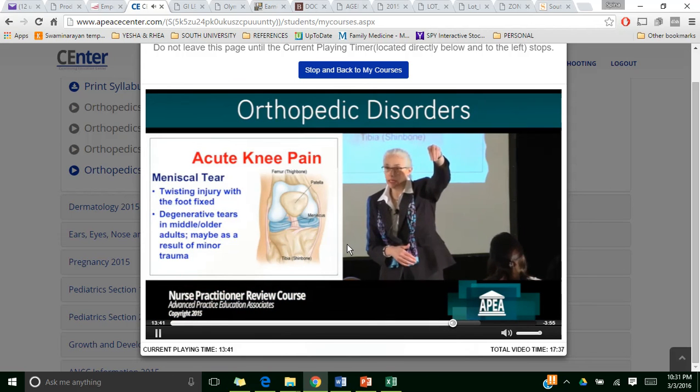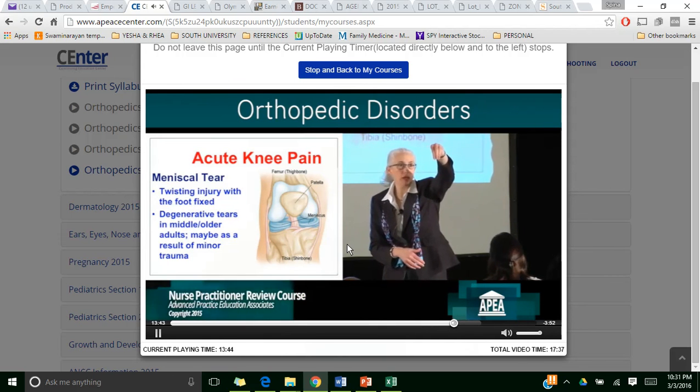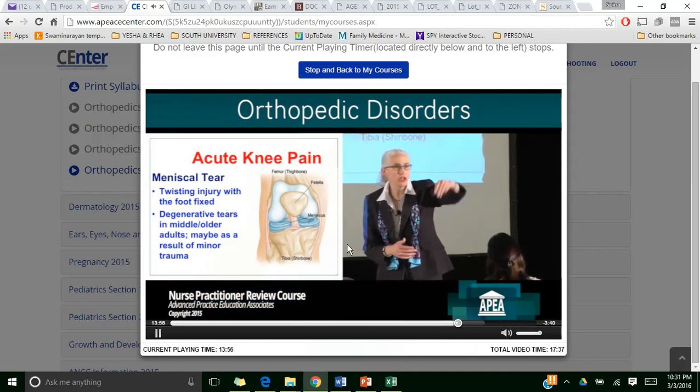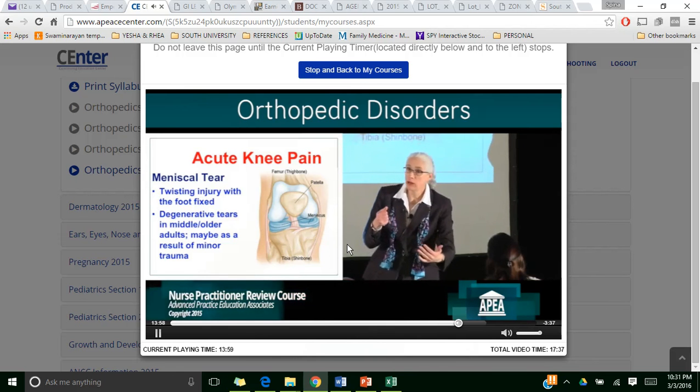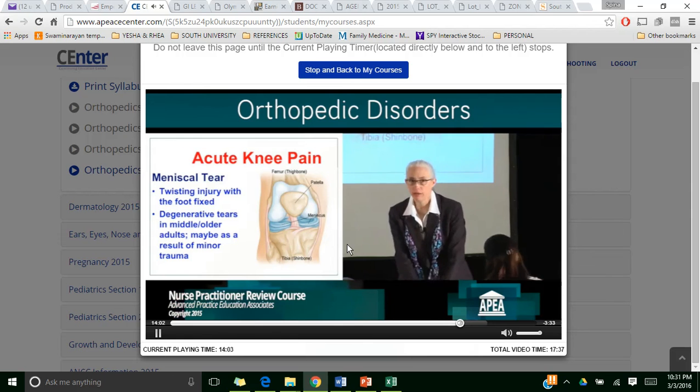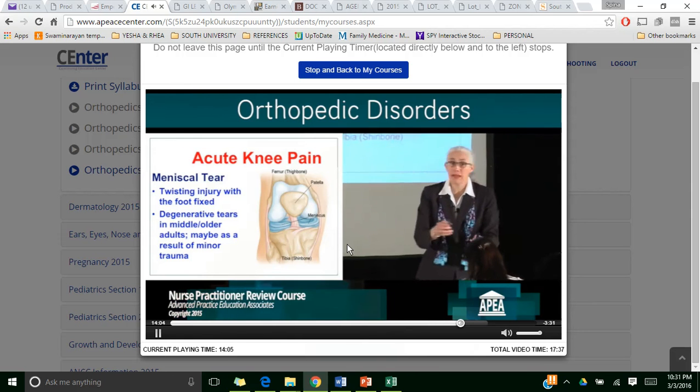Now I want you to look at what a positive posterior drawer looks like. I want you to notice where these people are. They are in an exam room. A couple of things to point out. One is if we're going to assess the integrity of the posterior cruciate ligaments back here, again, we have to immobilize the foot because when you push to create the posterior drawer, you need to make sure that all the stress is on those posterior ligaments.